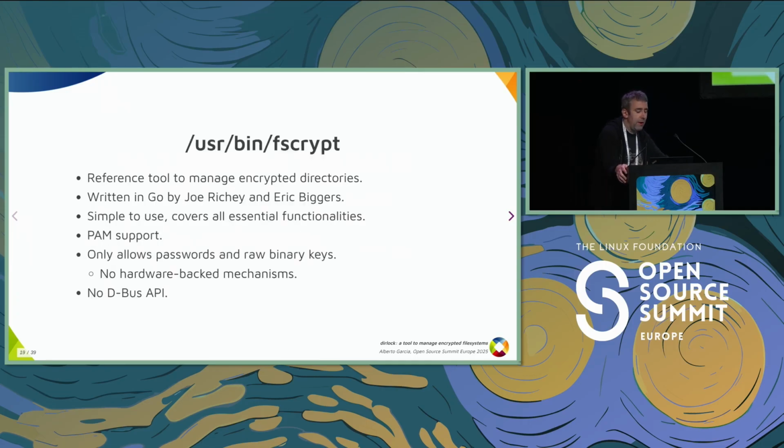Starting with the fscrypt command line tool, this is the reference tool to manage encrypted directories. It was written by Joe Richey and Eric Biggers from Google, the same people who were working on the kernel part of the API. So those are the people who know the system best. It was written in Go, it's very simple to use, covers all the functionality of the API, and it works great. It has PAM support, so you can use it to protect your home account.